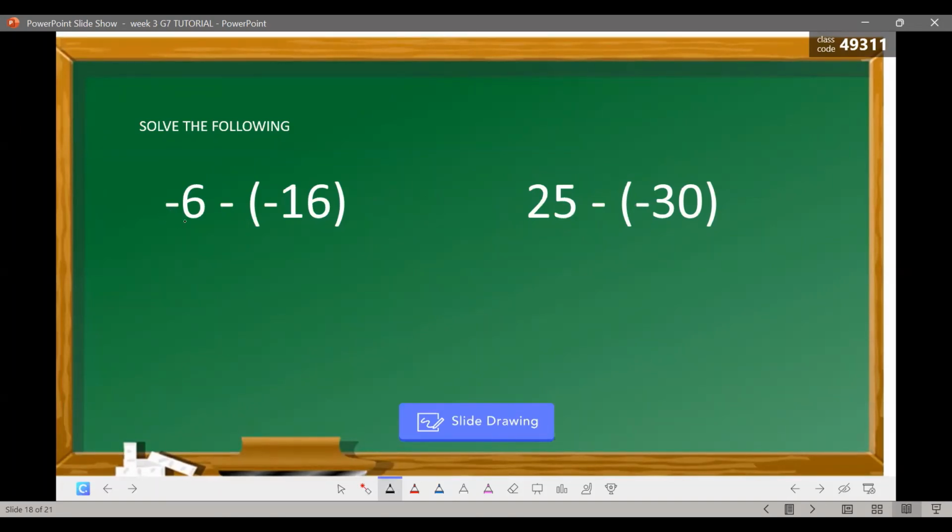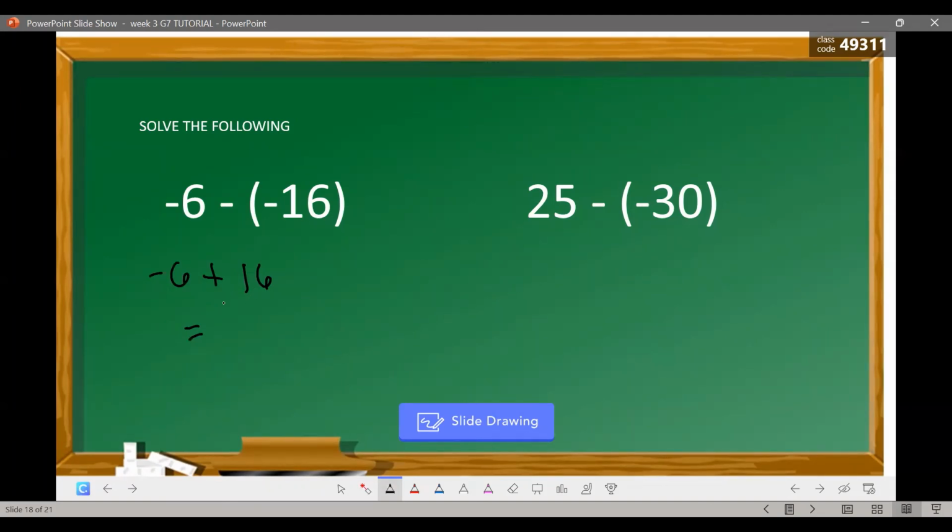So we have negative 6 minus negative 16. So let's follow the rule. Okay, negative 6. From subtraction, change it to addition. And then, from negative 16 to positive 16. So, our subtrahend is negative 16. So, we're going to change it to positive 16. So, now we're going to add negative 6 plus 16.